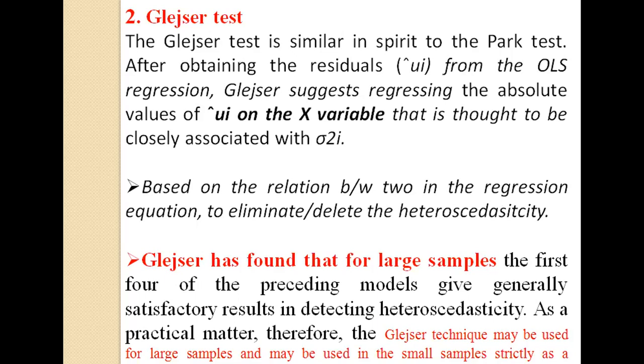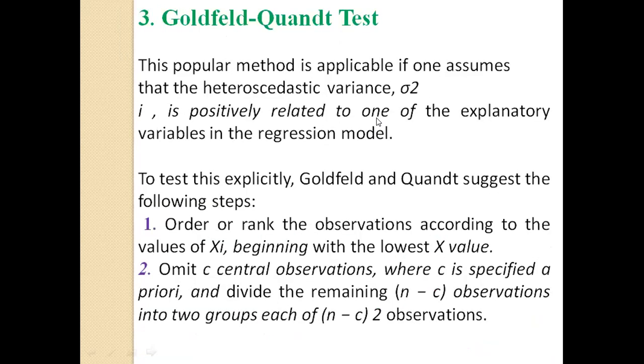After finding out the Glejser test, we need another test, that is the Goldfeld-Quandt test. This is a popular method, applicable if one assumes that eta squared has a variance of sigma squared. For example, most scholars use this kind of test.